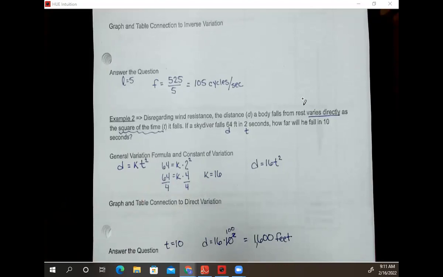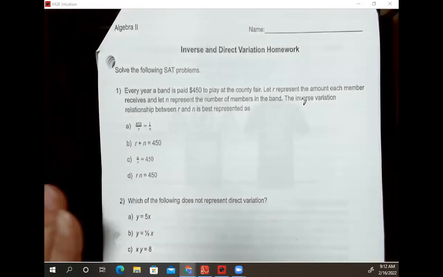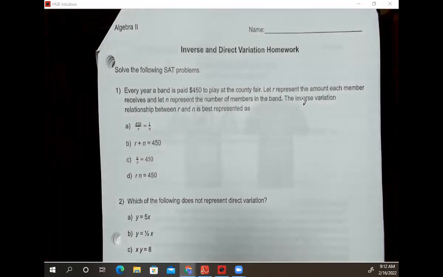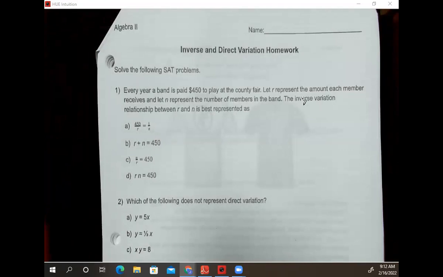Okay. What I would like you to do now is turn to page 21. And I would like you to take a look at problems 1 through 4 on page 21.